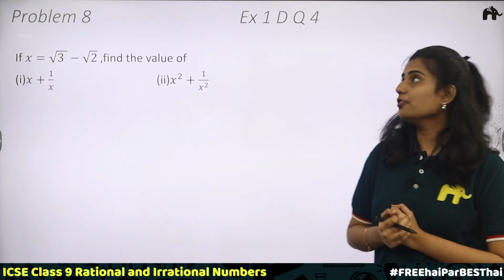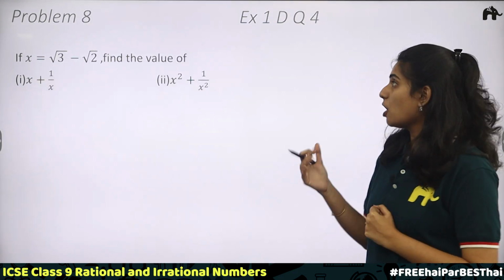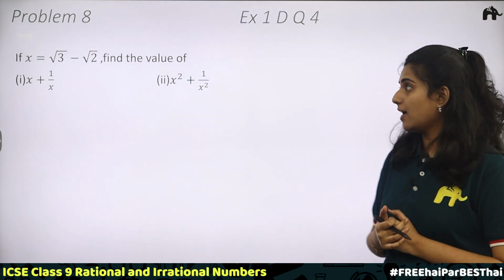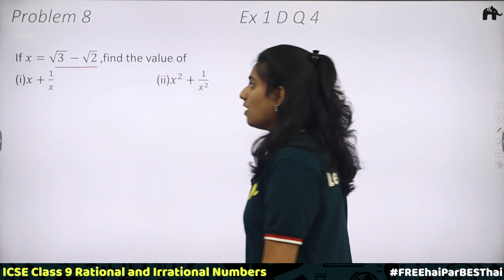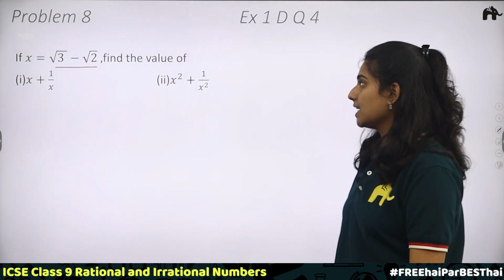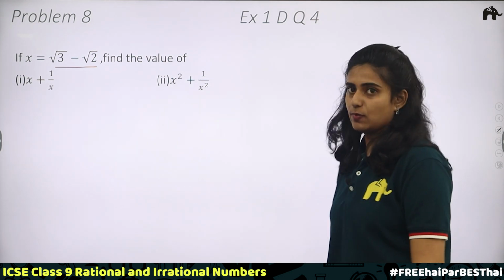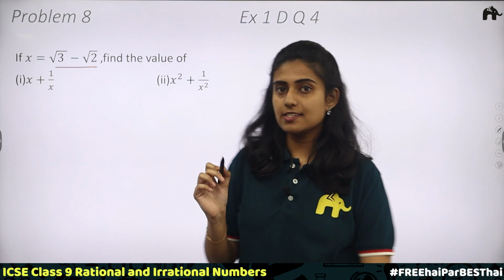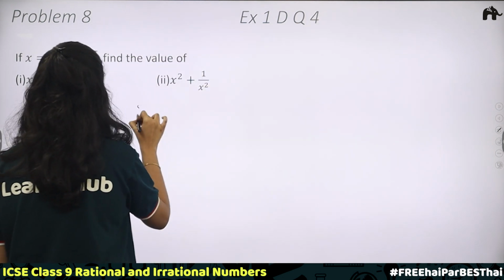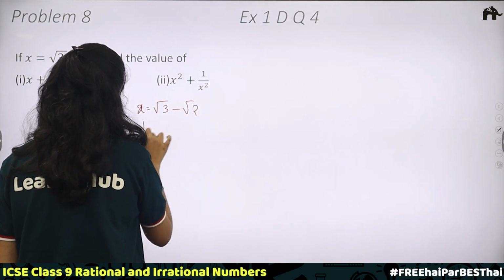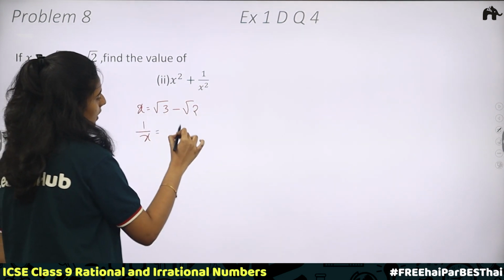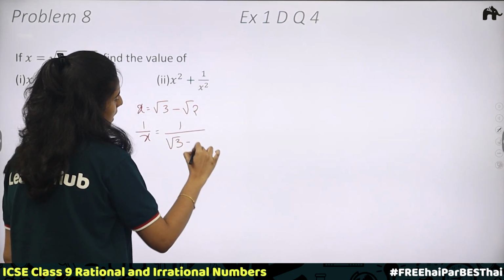Okay. Now, we will solve questions from exercise 1D. Problem 8, question 4 of exercise 1D. If x is equal to root 3 minus root 2, find the value of first one x plus 1 by x and the second x square plus 1 by x square. Okay, here x is given, x is equal to root 3 minus root 2. Then what is 1 by x? 1 by x will be equal to 1 by root 3 minus root 2.